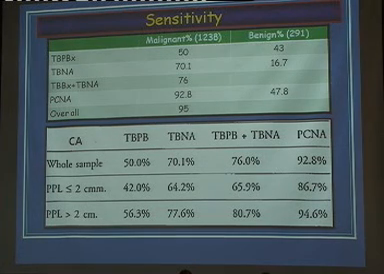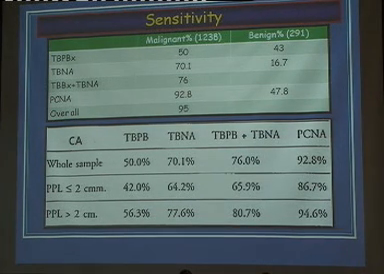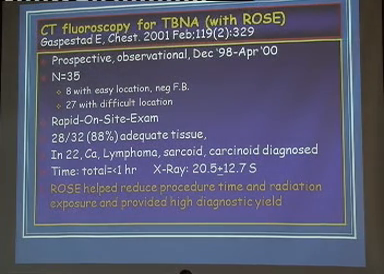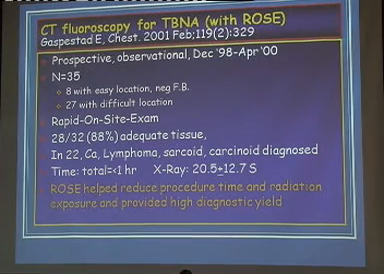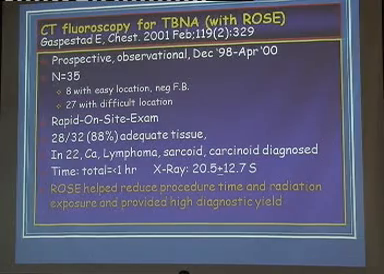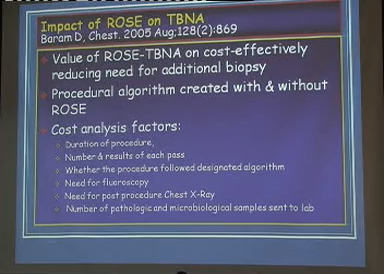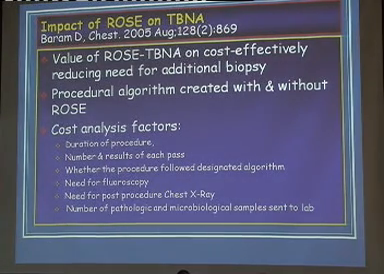And this is his study when he combines transbronchial biopsy, TBNA, and percutaneous needle aspiration. In that succession, he achieves an overall diagnostic yield of 95%. Dr. Gaspertet used CT fluoroscopy and ROSE, and once again increased his diagnostic yield significantly. ROSE helped to reduce procedure time and radiation exposure and provided high diagnostic yield when used with CT fluoroscopy. So let me summarize: it significantly reduces the duration of the procedure, the number of passes, and so on and so forth.